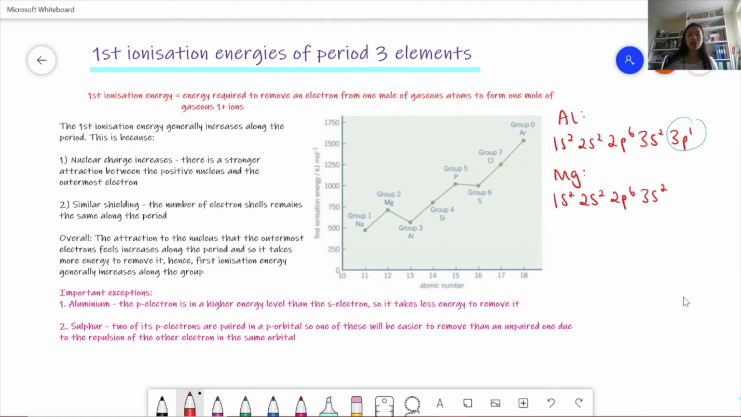So if we have a look at the electron configurations of phosphorus and sulfur. So for phosphorus we have 1s2, 2s2, 2p6, 3s2, and 3p3. And then for sulfur we have 1s2, 2s2, 2p6, 3s2, 3p4. Now initially we can't really see why sulfur will have a smaller ionization energy.